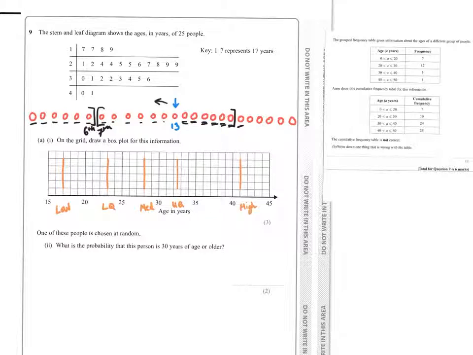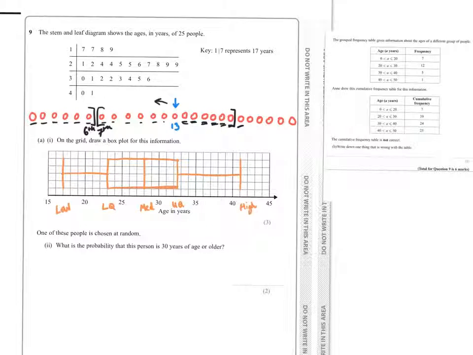And all I've got to do is just join these up to create my finished box plot. And of course, you're going to use a ruler in the exam. I'm doing this freehand. So let's just neaten that up a little bit. So there's our box plot for that information.